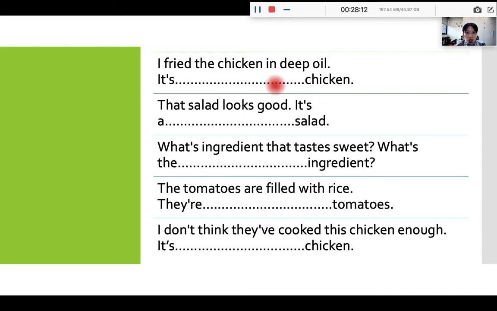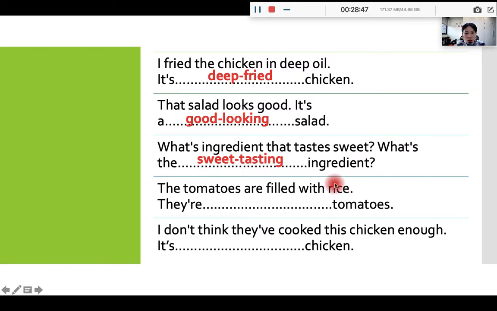I fry the chicken in deep oil. So chicken cannot fry itself. So you use the past participle: deep-fried. The salad looks good. So the colors are all natural. We don't color the salad, right? So it's active. You will use the present participle: good-looking. Number 3, the ingredient that tastes sweet. So the ingredient naturally has taste. So this is active. Again, we use the present participle: sweet-tasting.